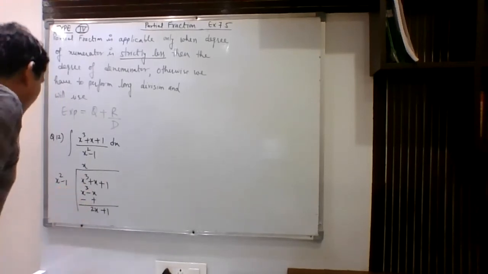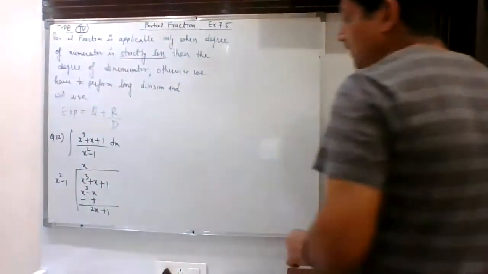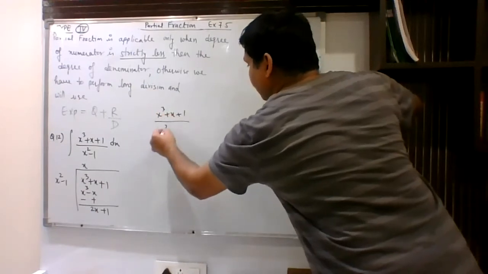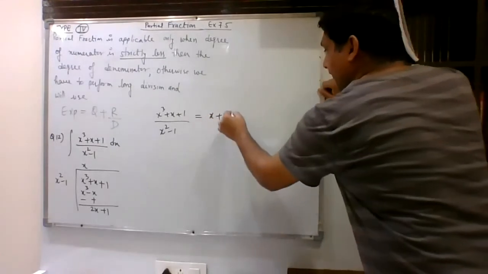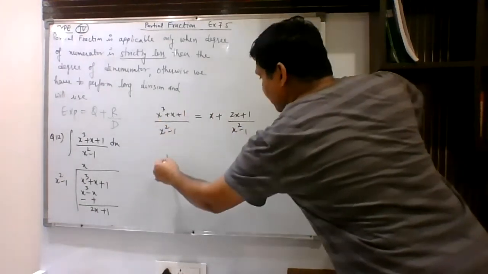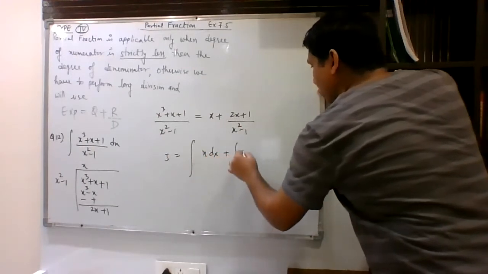So here our quotient is x, remainder is 2x plus 1 and this is divisor. So you can see that we will utilize this expression: dividend upon divisor can be written as quotient plus remainder upon divisor. So that means as per this substitution, I can write x cube plus x plus 1 upon x square minus 1 as quotient plus remainder upon divisor. Now, integration of this expression will become integration of these two individually. This is how I can write it.